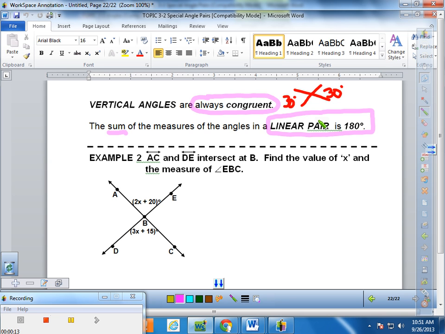And if you look at the ceiling of my room, I have those ghosts hanging up. Linear pair and vertical angles are going to come back to haunt you. You've got to know what they are.